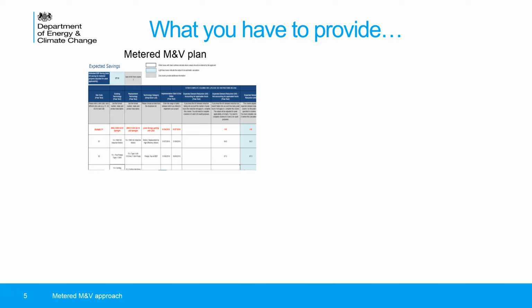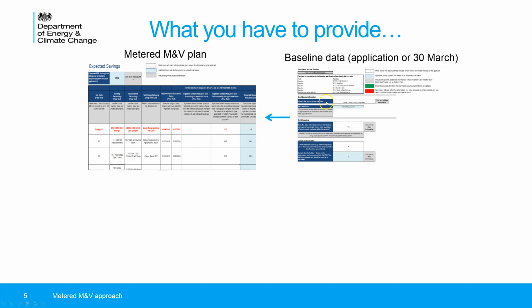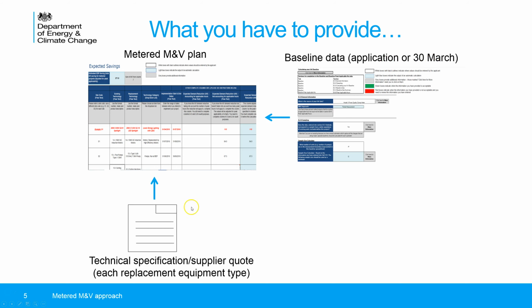In terms of what you have to provide, first off is the metered M&V plan. So in this document you would provide the details of the metered parts of your project, both the existing and replacement equipment, to calculate your expected winter peak savings. You also need to provide baseline data, and you need to use the right spreadsheet to provide your baseline data depending on which, and they're all slightly different depending on which M&V approach you're using, so you need to make sure you use the right one. Provide that baseline data either at application stage or by 30th March of your delivery year. You need to provide technical specification or supply quote for each replacement equipment type in your project.